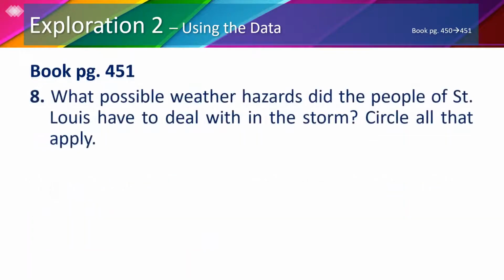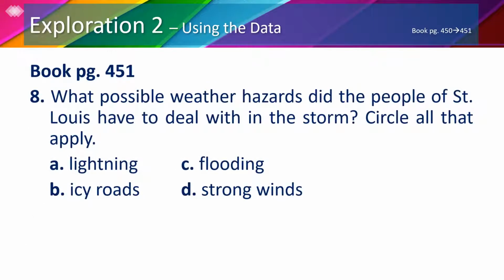Number 8. What possible weather hazards did the people of St. Louis have to deal with in the storm? Circle all that apply. In the paragraph, they mentioned dealing with lightning, flooding, and strong winds. They did not, however, mention any icy roads.